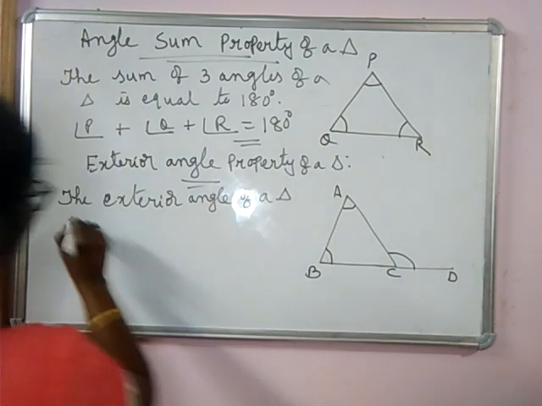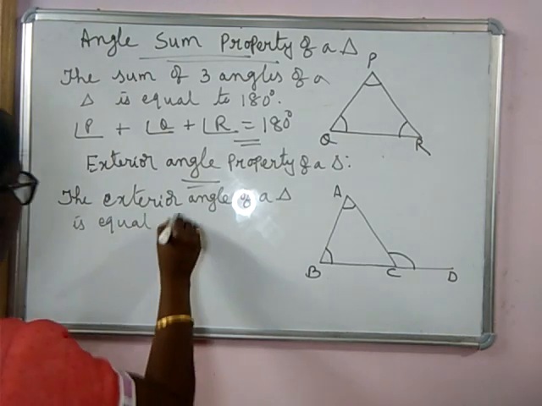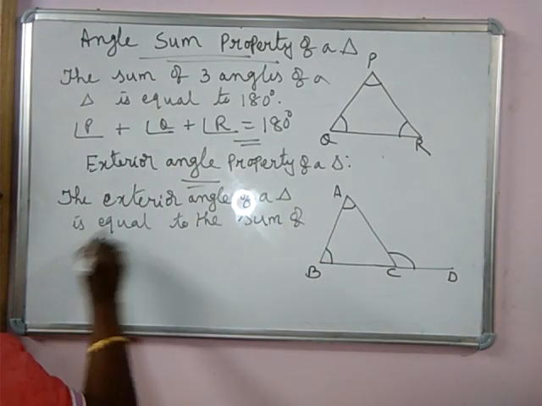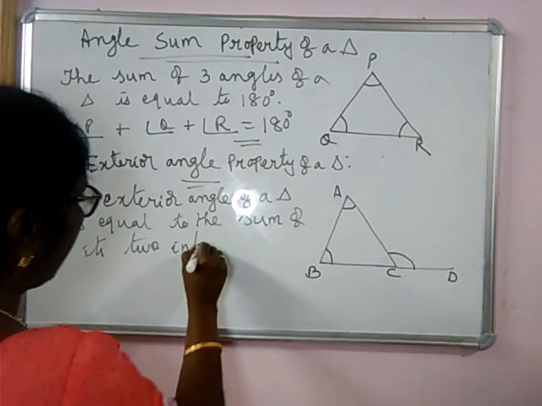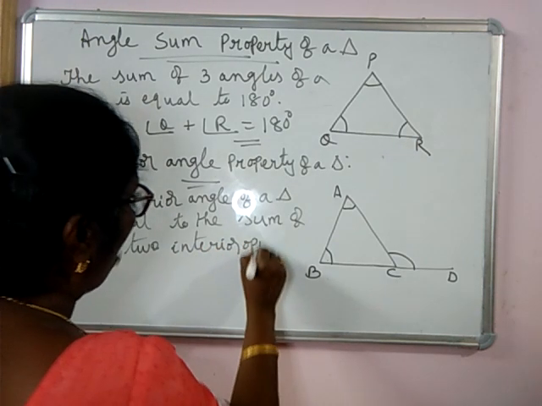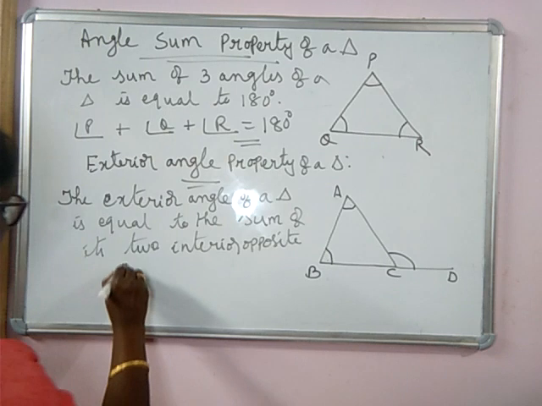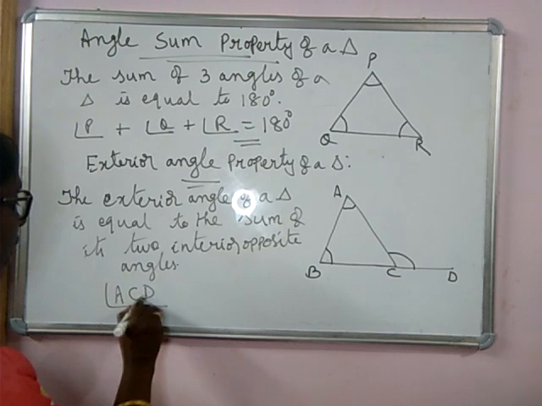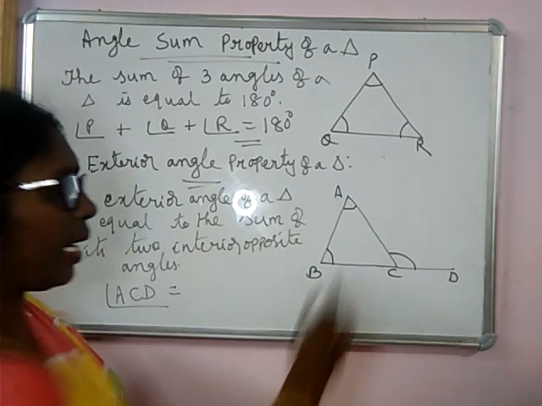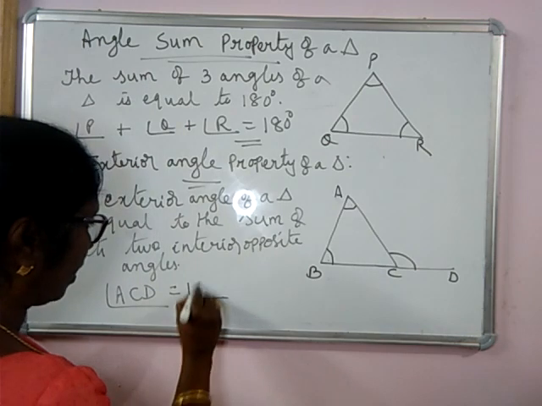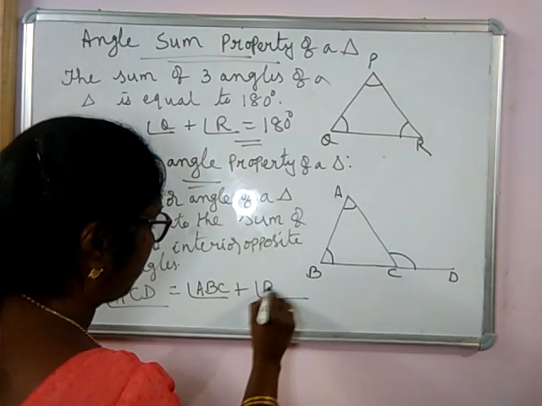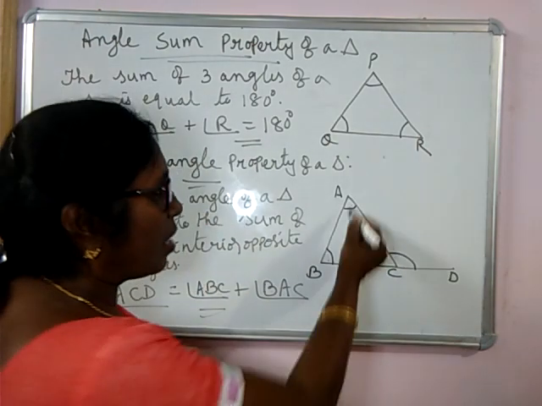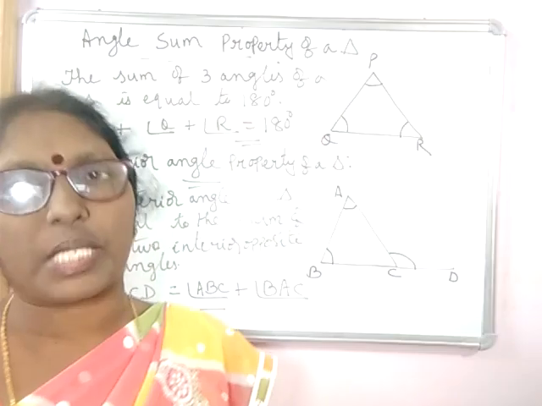So that is the exterior angle of a triangle is equal to the sum of its two interior opposite angles. Okay, so in this figure, angle ACD is the exterior angle. Angle ACD is equal to angle ABC plus angle BAC, and angle ACB is the interior adjacent angle, where these two are the interior opposite angles.